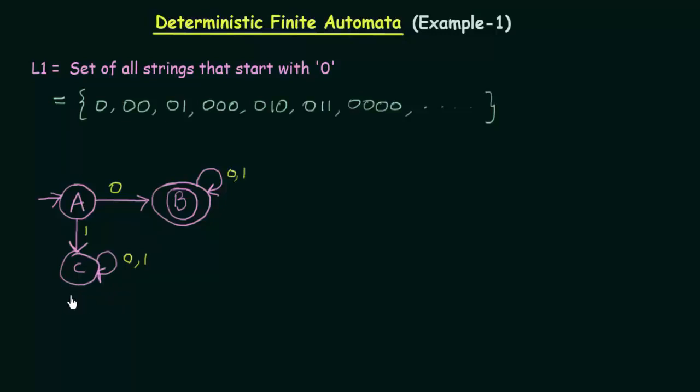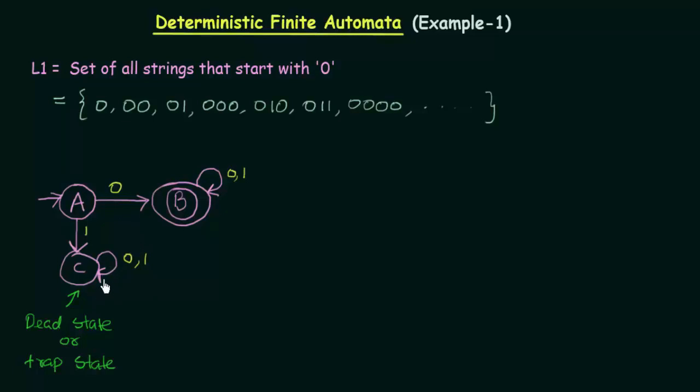So this kind of state is known as dead state, or it's also known as trap state. Why is it known as dead state or trap state? Because once you reach here, it is trapped over here. It cannot reach the final state anymore, which is B. And when a string cannot reach its final state, that string will be rejected.